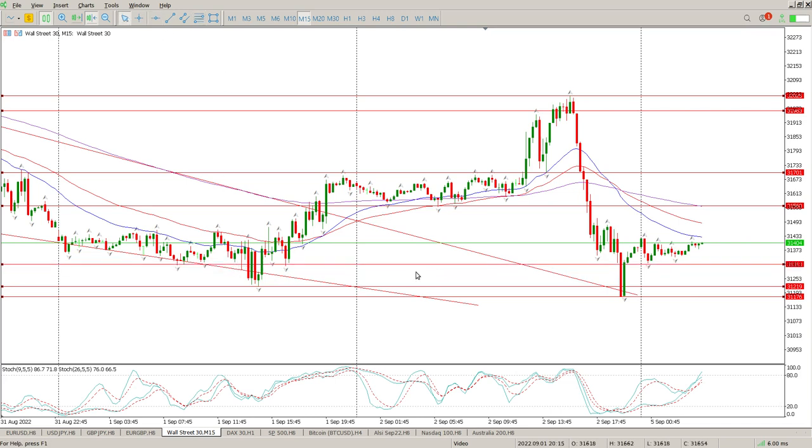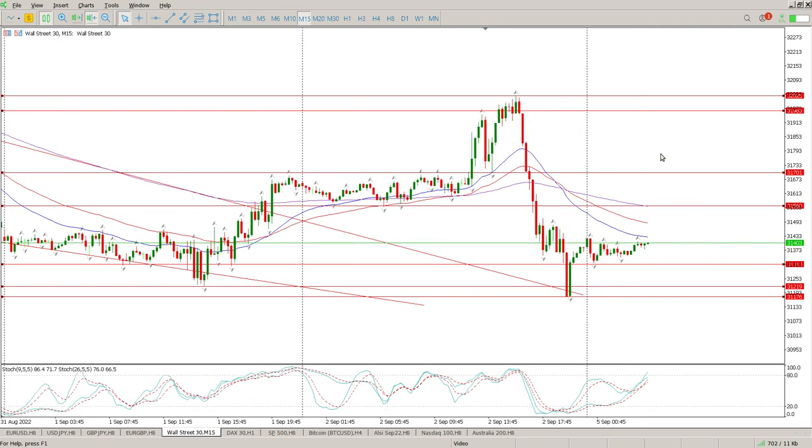Okay, so areas of support at the moment are 31,313, 31,219, and 31,176. So this is the structure for today. If we get a rejection higher up here, and that's going to be somewhere off 31,560 or alternatively 31,700, then you're looking for another move down, and your take profit areas are down here: 31,313, 31,219, and 31,176. So that would be the first setup.